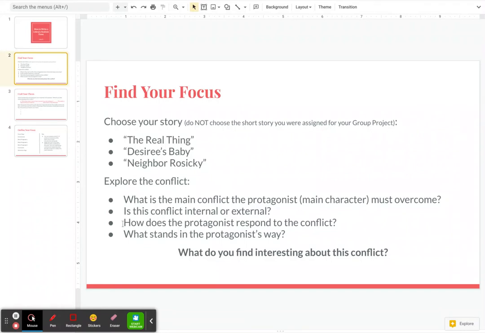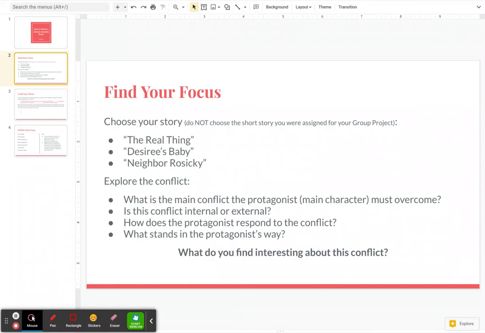The third question, how does the protagonist respond to the conflict? And this is an important question to really sit down and think about. Fourth, what stands in the protagonist's way? What I recommend doing is taking a few minutes and answering these 4 questions. So maybe pause this video and then come back.